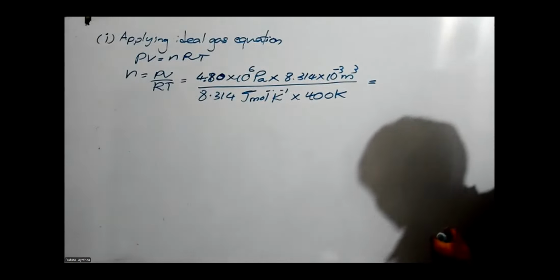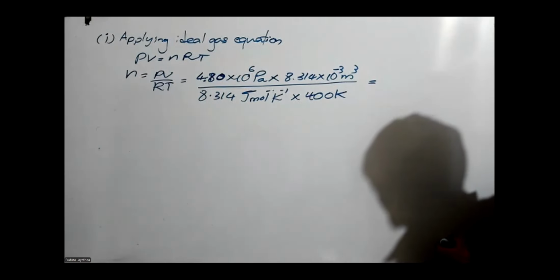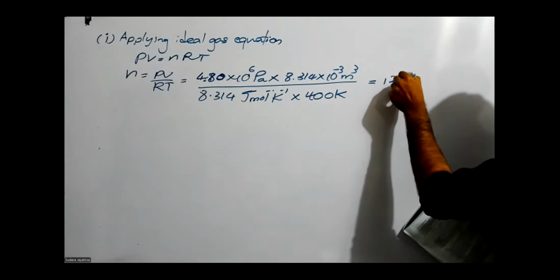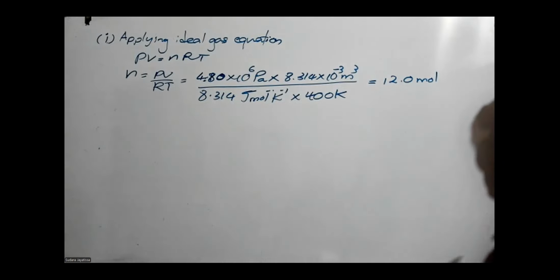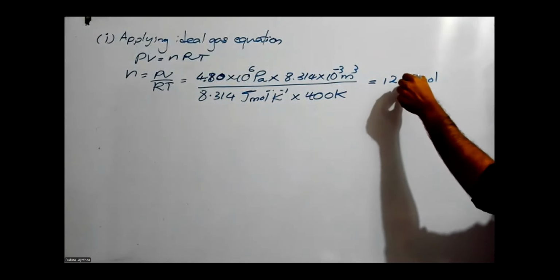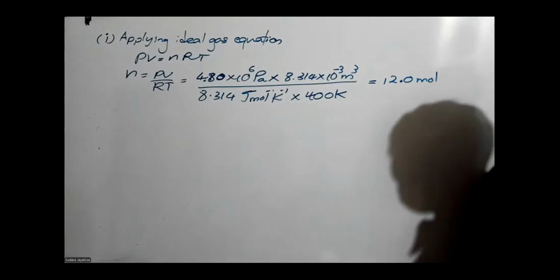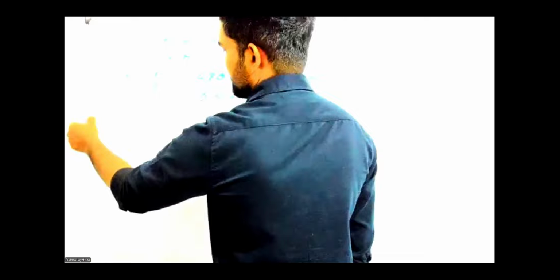And basically the answer will be 48 divided by 4, 12.0 moles. Putting a 0 is a good practice, okay? Because it will show you exactly it is 12 moles. Understood?